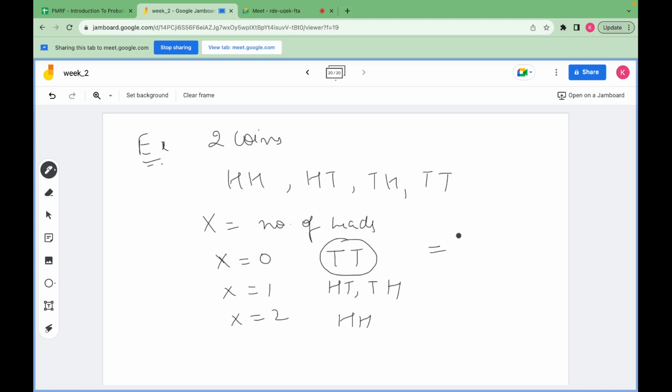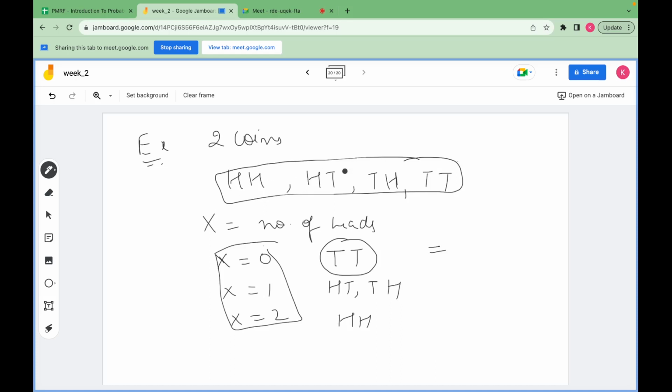Don't look at this thing. Look at this thing. This is your state space. There are a total of 4 elements in your state space, and I am asking the probability of getting this one. So this will be 1 by 4, this will be 2 by 4, and this will be 1 by 4.